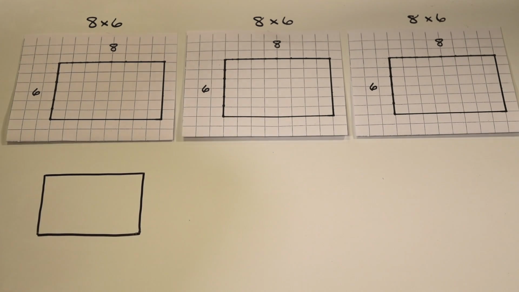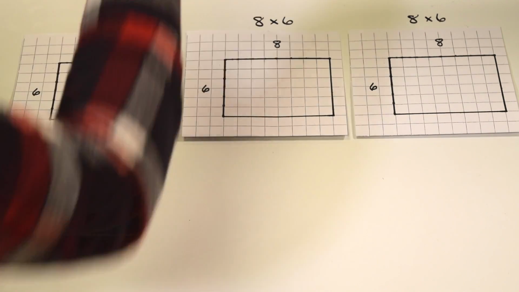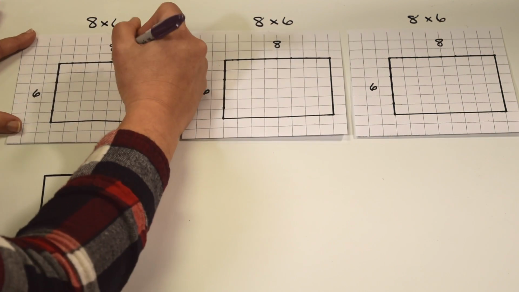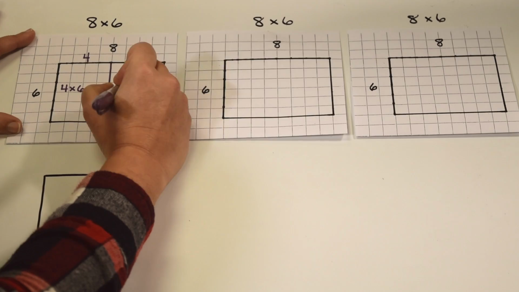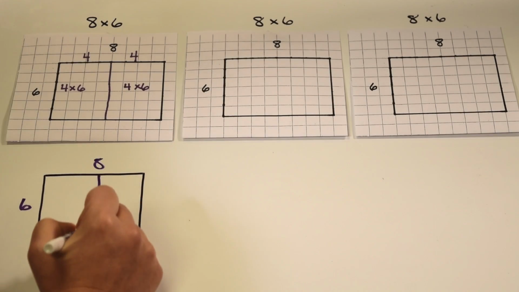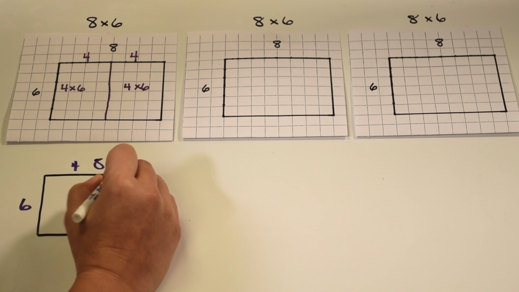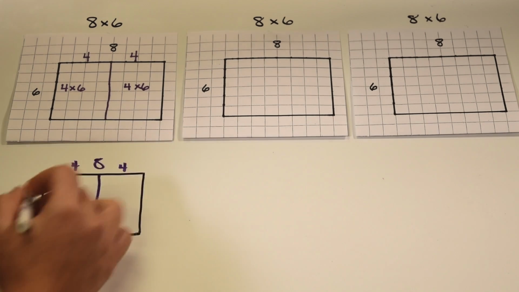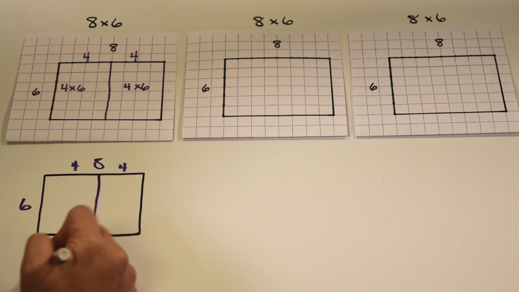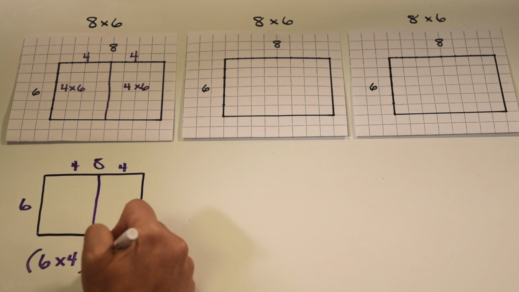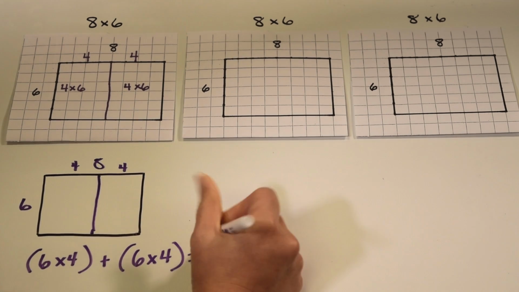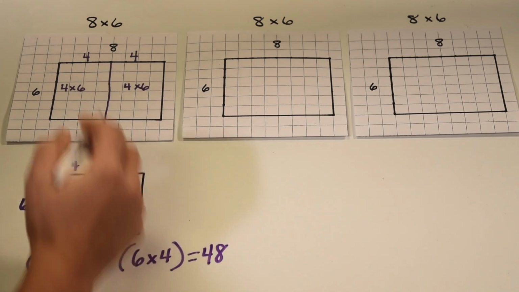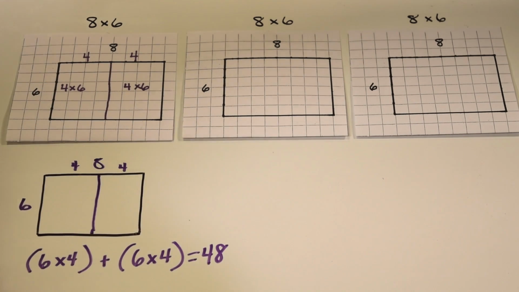Students continue to use the facts they know to help them solve. For instance, a student might think about 8 times 6 as 4 groups of 6. They'll split up their array to show how they split up the 8. Then they will show their thinking in an equation as such. That is one way that they might think about 8 times 6.